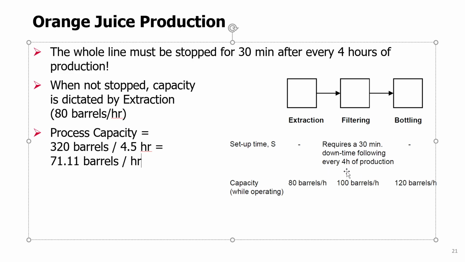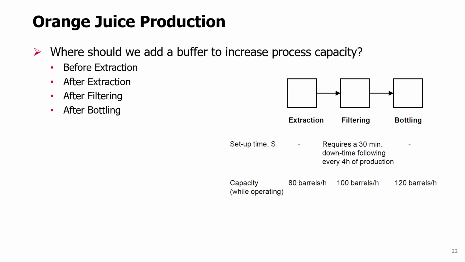And the reason for this is that this setup, even though it's required by filtering, is actually the setup for the whole process, for all steps, right? So where should we introduce a buffer in order to increase process capacity above 71 barrels an hour back to 80, hopefully, barrels per hour?